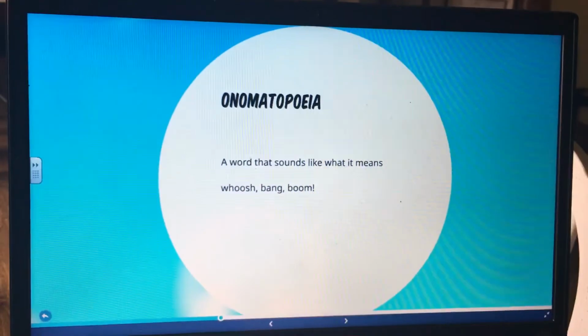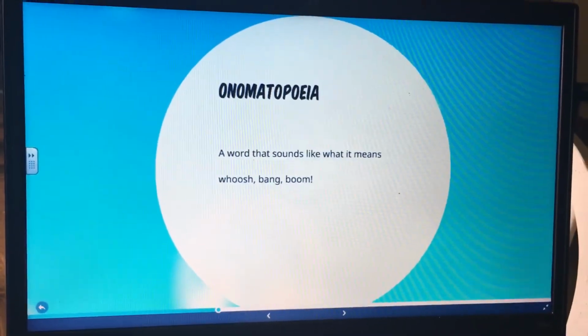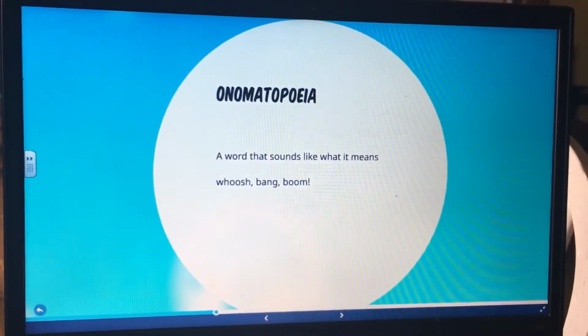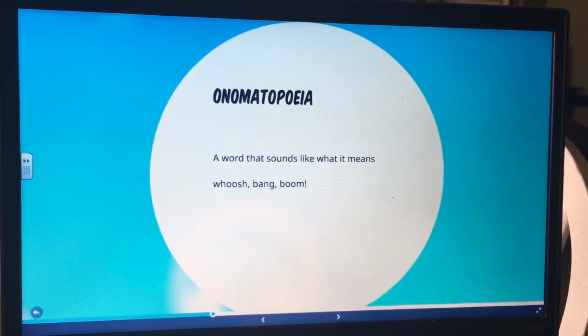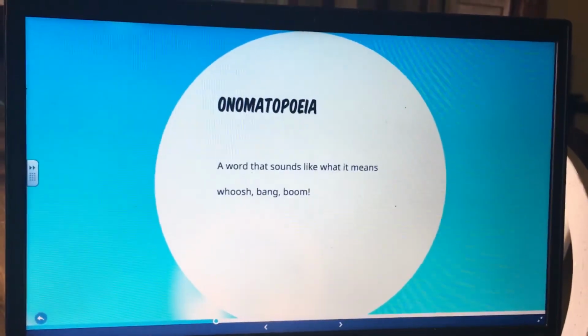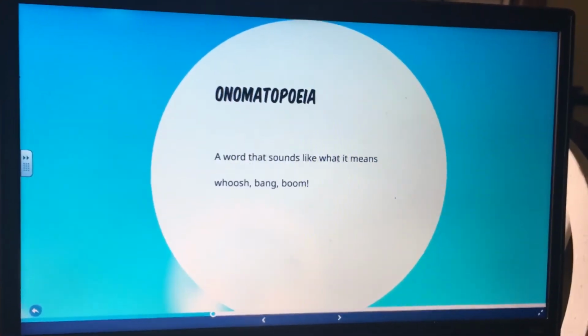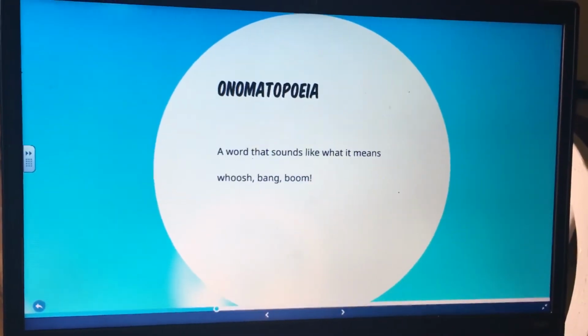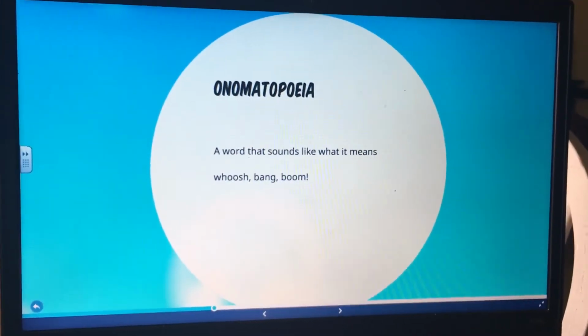The next type of figurative language we're going to talk about is onomatopoeia. So onomatopoeia are words that sound like what they mean. So whoosh, bang, boom. These are words that the sound of the word is exactly the sound that you would hear in real life. So if I tell you that a bee buzzed past my ear, you know that when bees fly, their wings make a sound like a buzz.